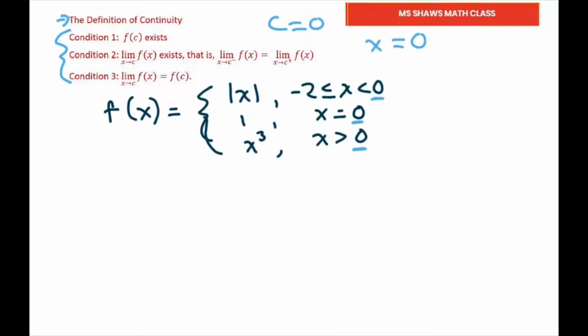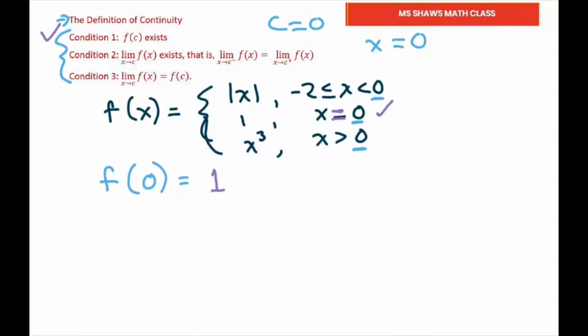So we're going to test our first condition, f of 0. Now we have to plug it into this second portion, the middle portion. So when x equals 0, our y is 1. So it does exist, so condition 1 is satisfied.